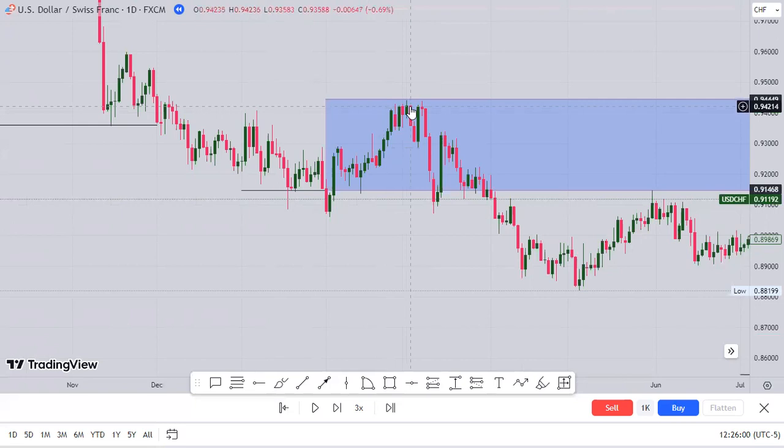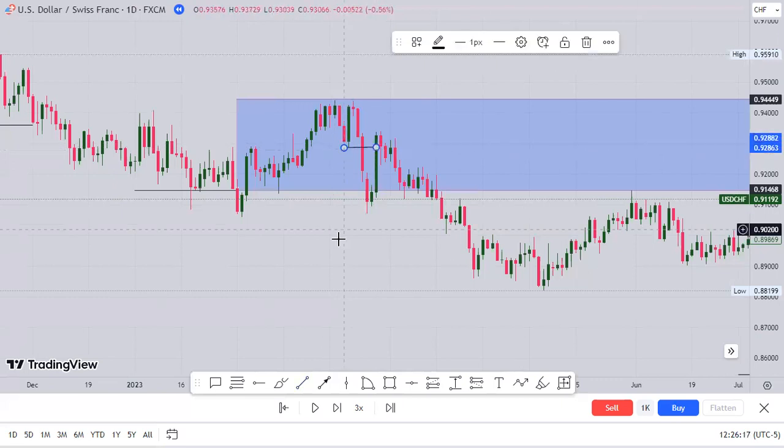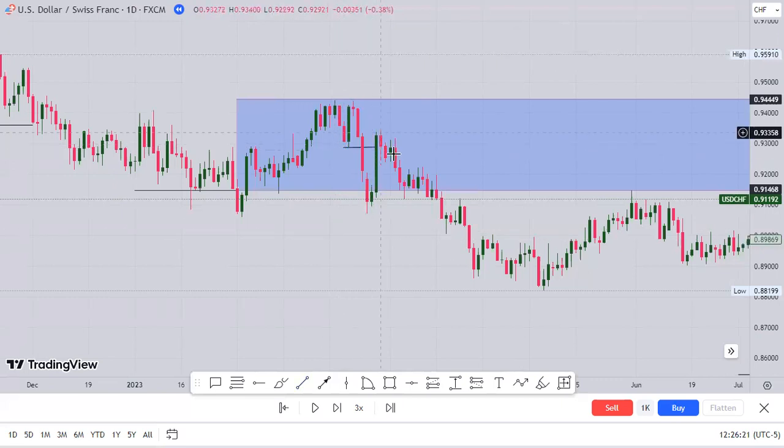Then the market did not manage to make this to the other part. So there was a break here. Then the market retraced. So now we are in our new formation. In the new formation, you mark the high.